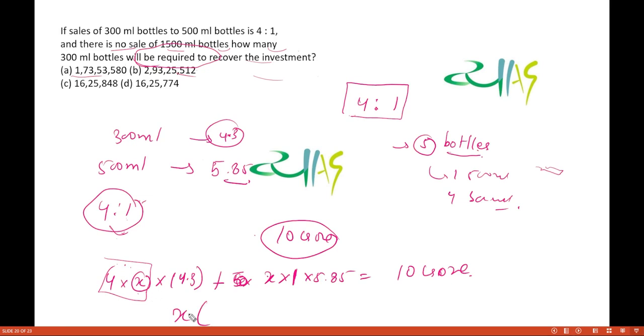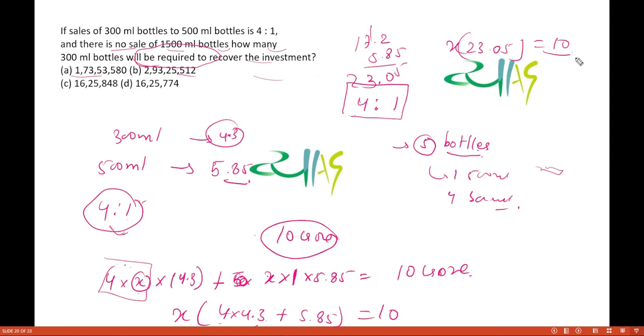So this is basically 4 into 4.3 plus 5 into 5.85 divided by 10. Now this is coming to be how much? 4 into 4.3 will be equal to 17.2, because 4 3s are 12, and you have this 5.85. So this will be approximately 23.05 into x is equal to 10 crore. Just divide this 10 crore by this 23.05.